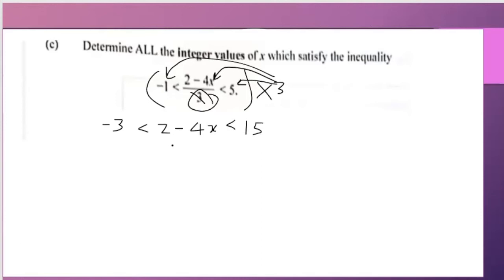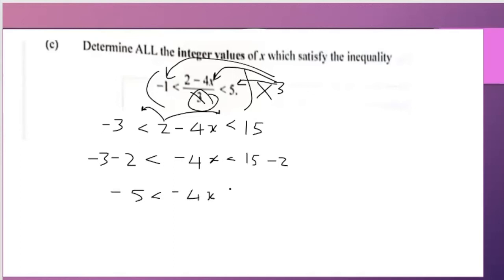Now, continuing, I need to make x the subject. So it means I'll be carrying 2 over to both sides. Since this is positive, when I carry it over, it will be negative. So I'll have minus 3 minus 2, I have a minus 4x, and then 15 minus 2. So that's negative 5, and this is 13. And then divide by negative 4.